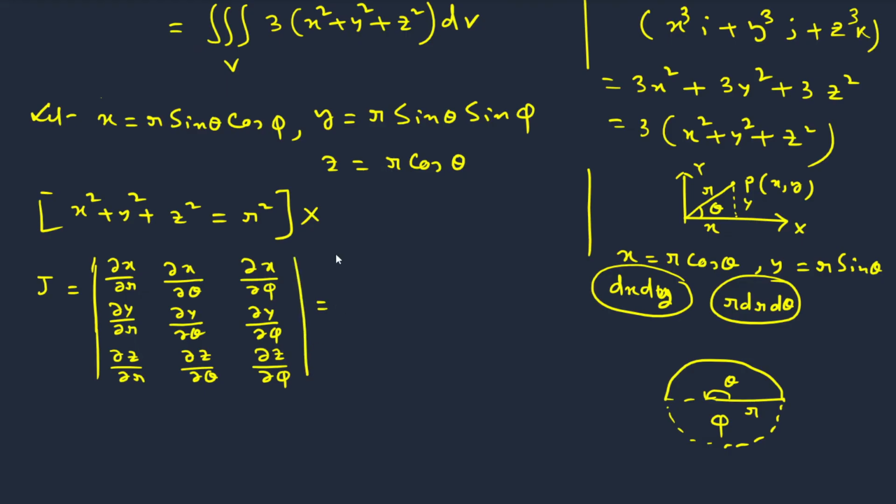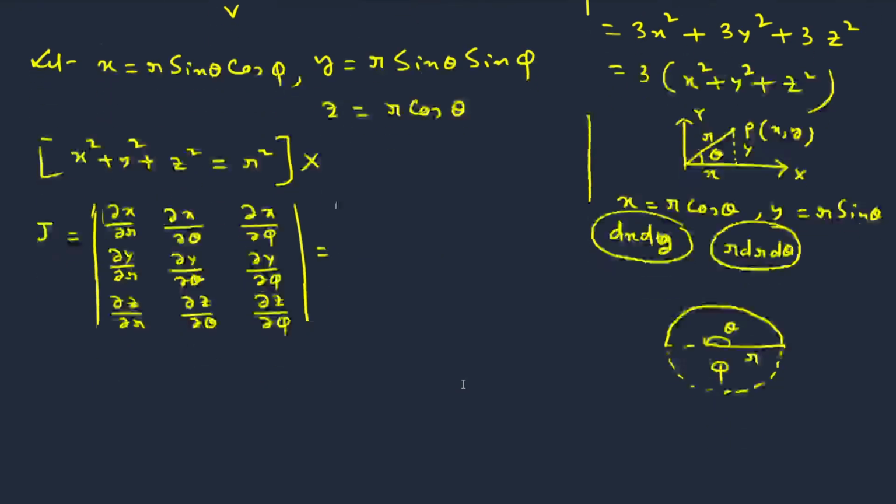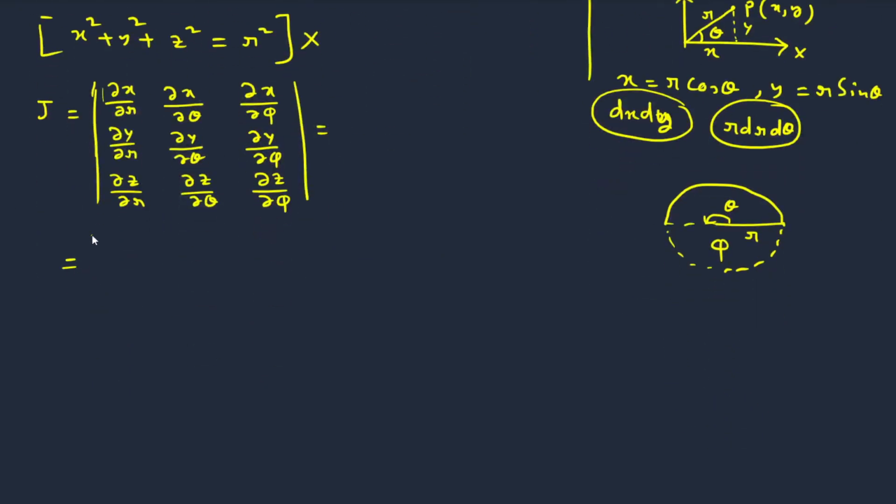Now, how to find this? Del x by del r. So x we know. If we differentiate this with respect to r, partial differentiation of r is what? 1. So what we have? You have only sine theta, sine phi. Okay. In the same way, del x by del theta. If we differentiate this variable, sine theta, we will get cos theta. Other variables will remain the same. Let us write this not here because the calculation is a little bit big. Okay.